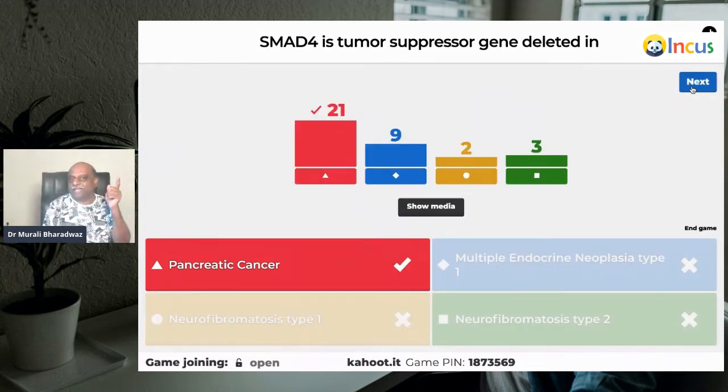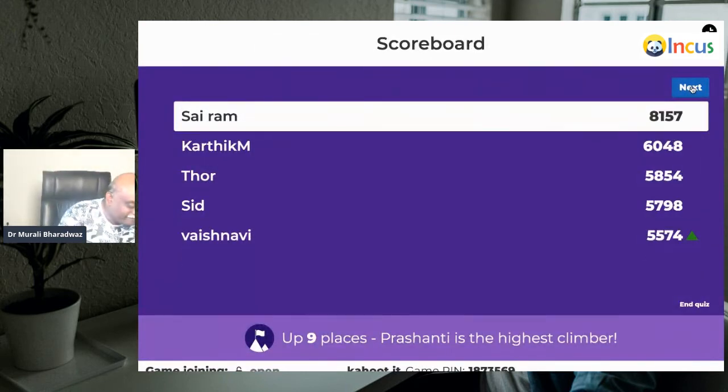21 of you are right. See, merciless killers are on the prowl. Be very sure to face a neck-wrecking competition called NEET PG, where 1,60,000 contestants compete for the top 10,000 beautiful ranks, right? So, very good. Sai Ram is on the top, followed by Karthik, Thor, Sid and Vaishnavi.